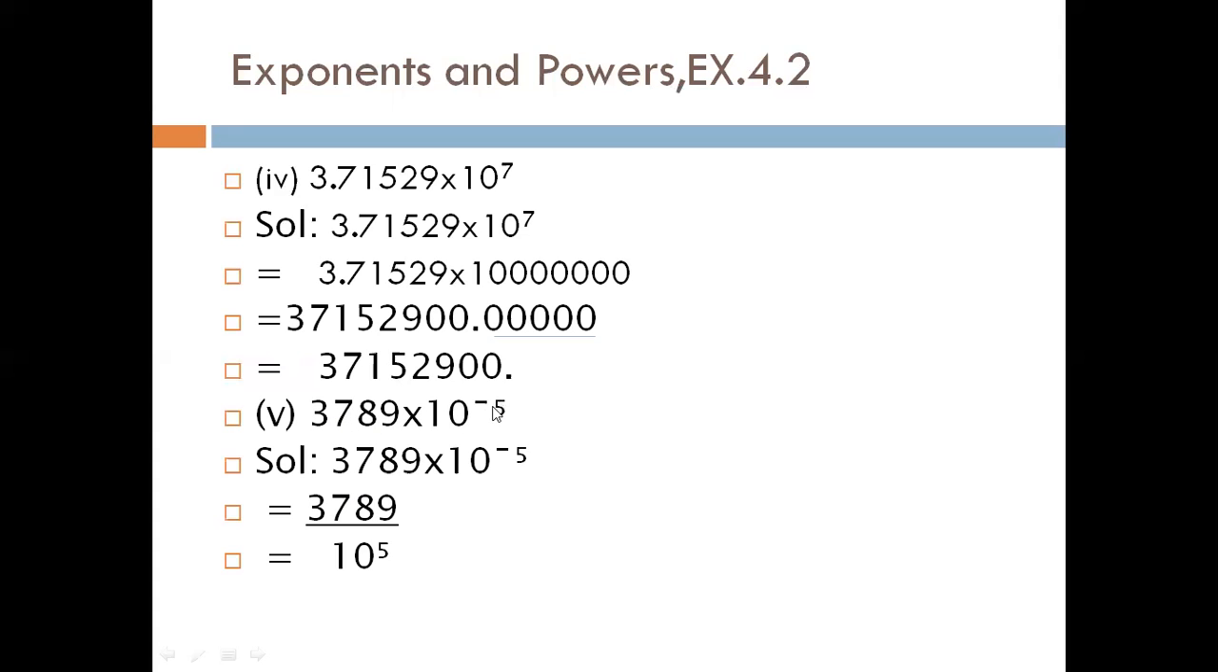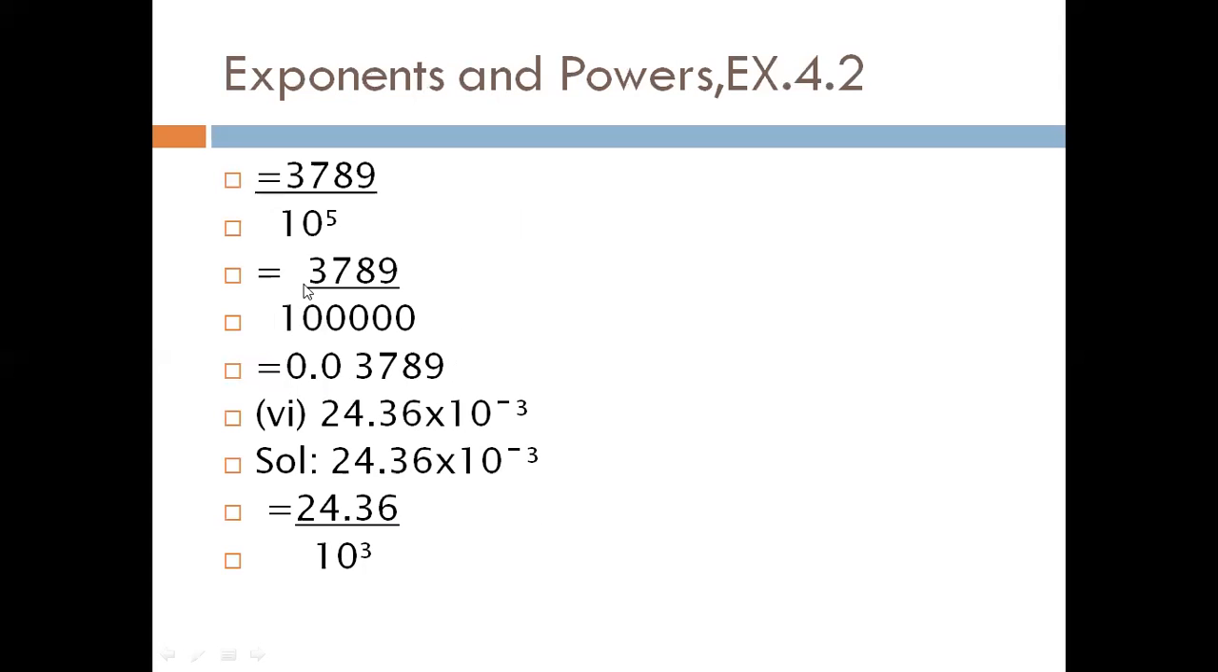3789 into 10 to the power of minus 5. You write here 3789 by 10 power 5, because a power minus n is equal to 1 by a power n. Then 3789 by 10 power 5 means 1 followed by 5 zeros. Is there any decimal in this numerator? No decimal. When there is no decimal, you must treat the decimal as being at the last, after 9.